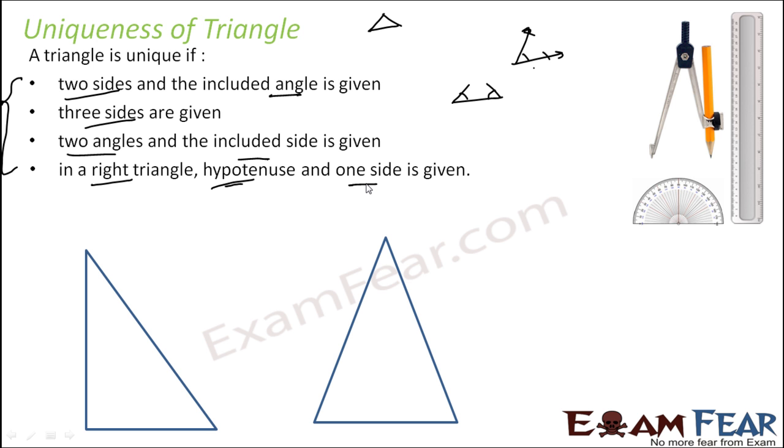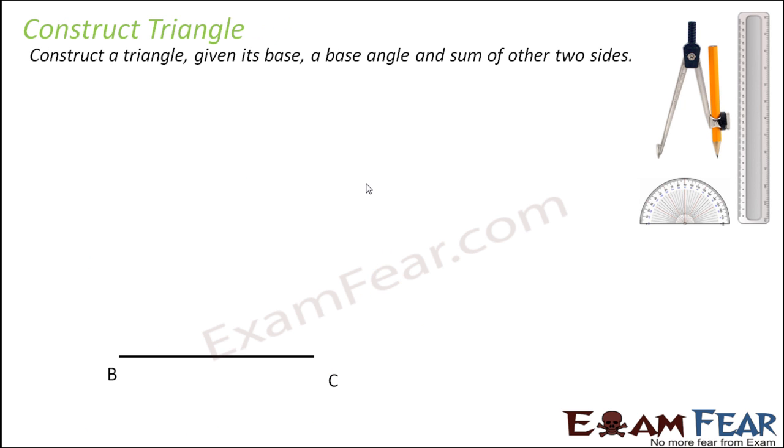So with this concept, we'll try to construct various triangles. Let's construct a triangle whose base is given, the base angle is given, and the sum of the other two sides is given. So the base is of fixed length. First let's draw the base, and since the base angle is given, let's draw a line with that angle. And now the sum of the other two sides is given.